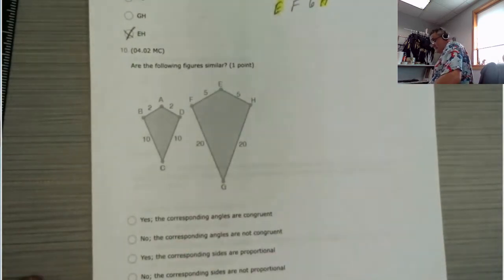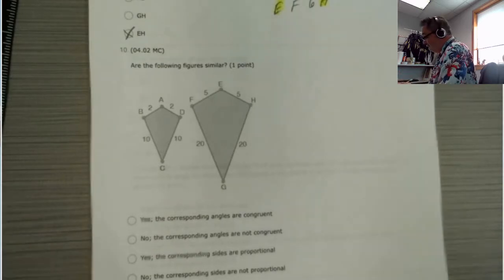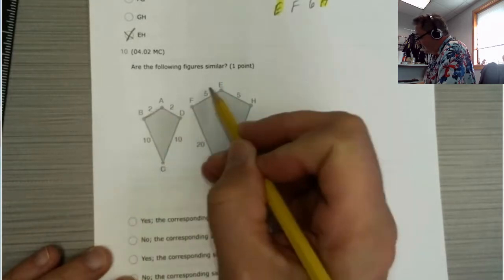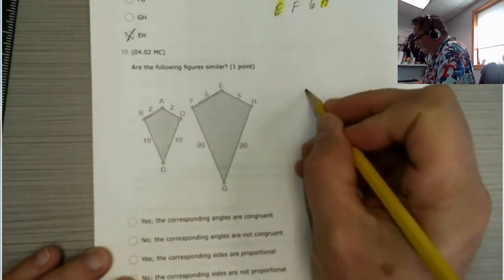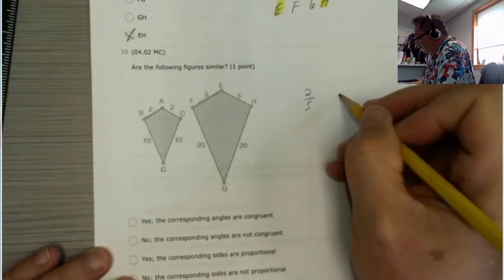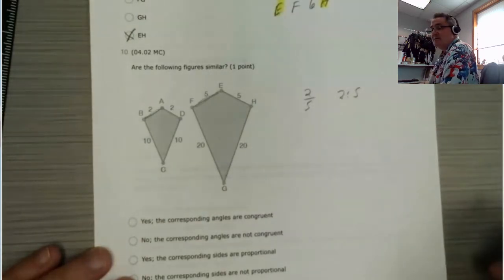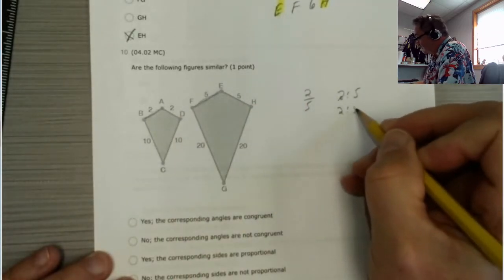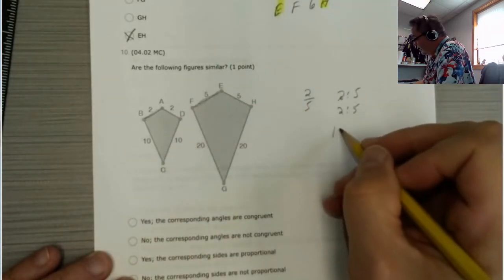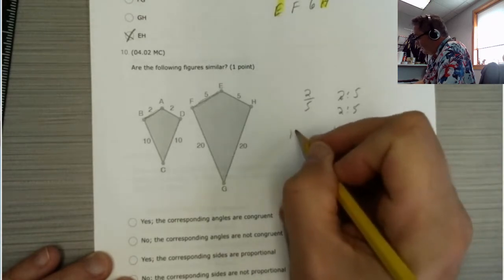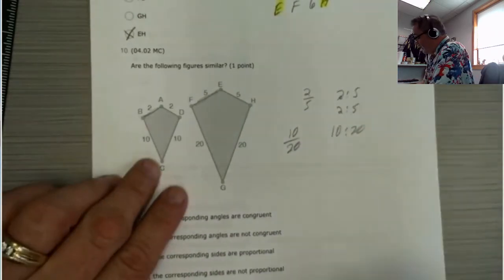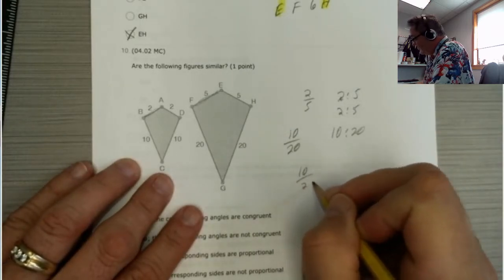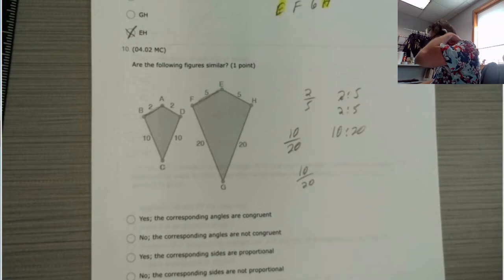Are these similar? Okay, well, obviously they are lined up the same, so this side would be the same as this side. So that's a 2 to 5 ratio. You can do it either way, 2 to 5 or 2/5 scale factor. This is 2 to 5. Do it like this. This is 10 to 20, or 10/20. And this is 10/20.